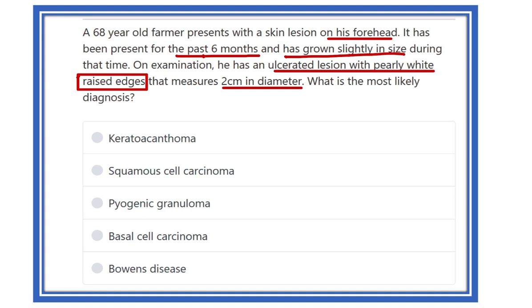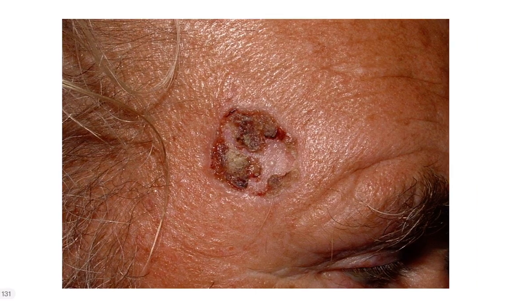As it is a very short time, and another point is the raised edge. Usually in a benign case, the edge is regular, normal, and close to the skin level. So here you can see this is a lesion, and this is the edge which is slightly elevated, and there is the pearly white base.